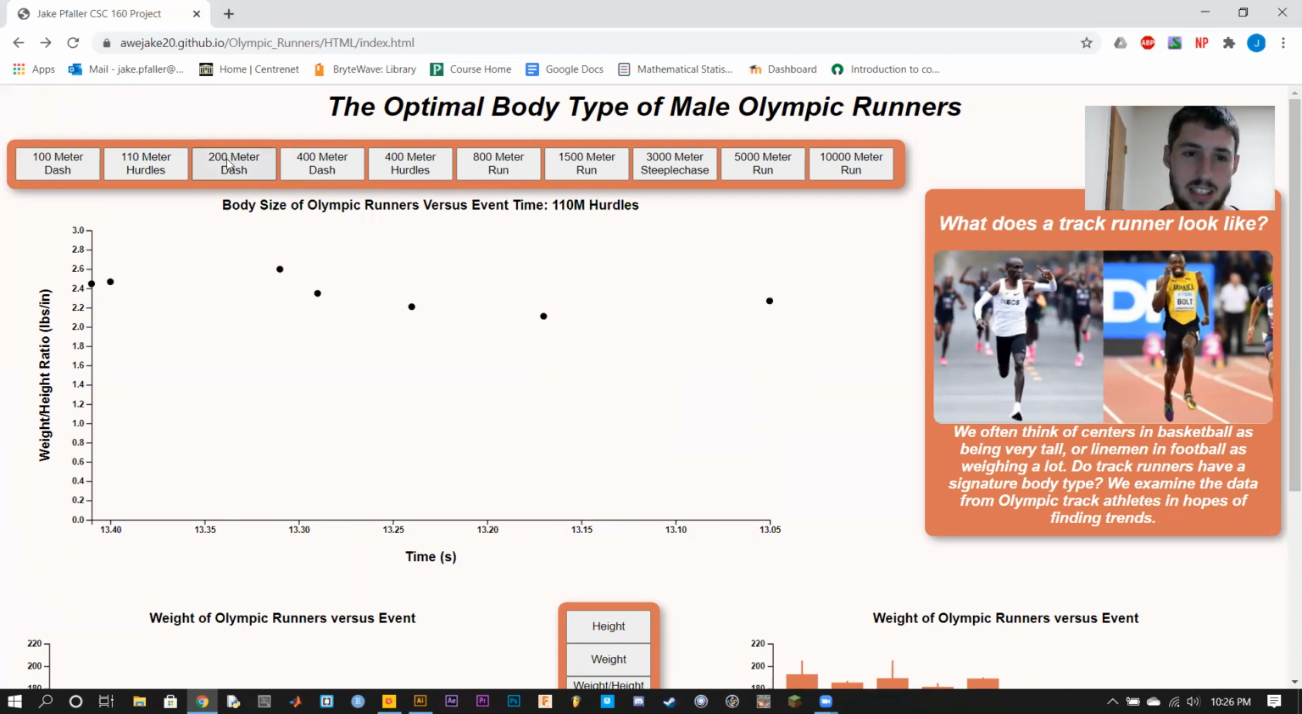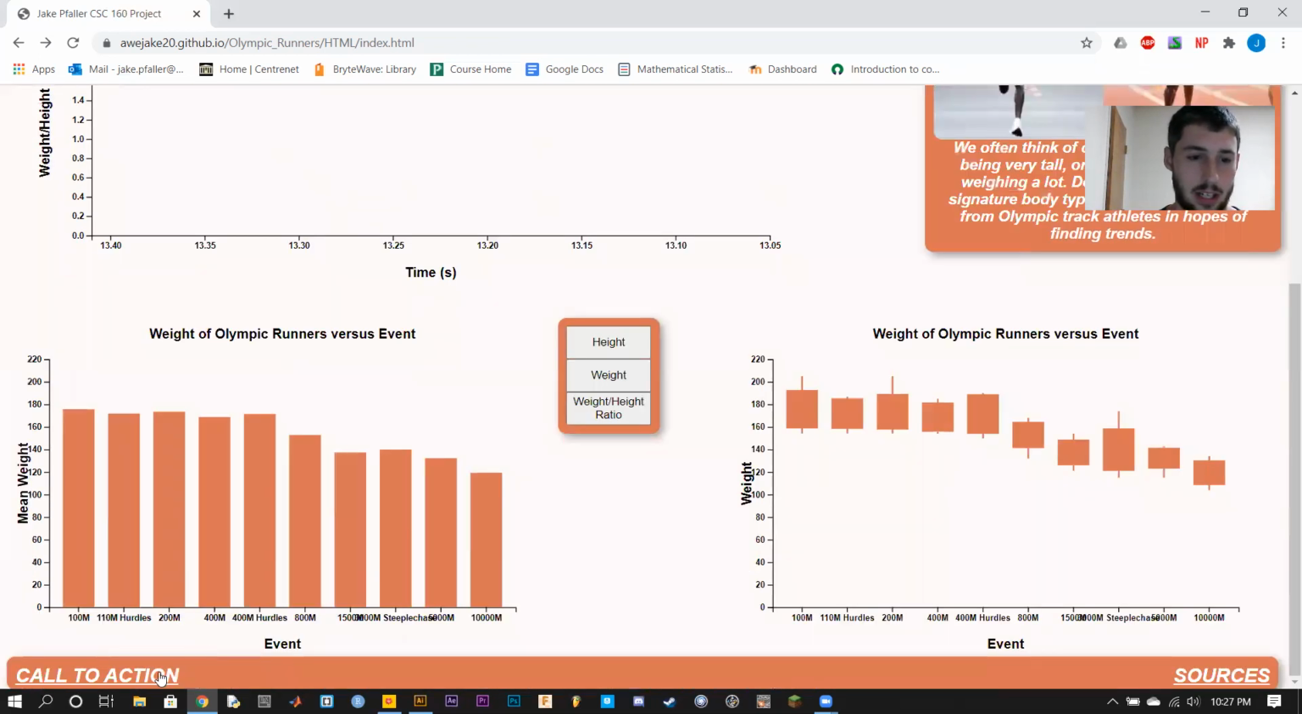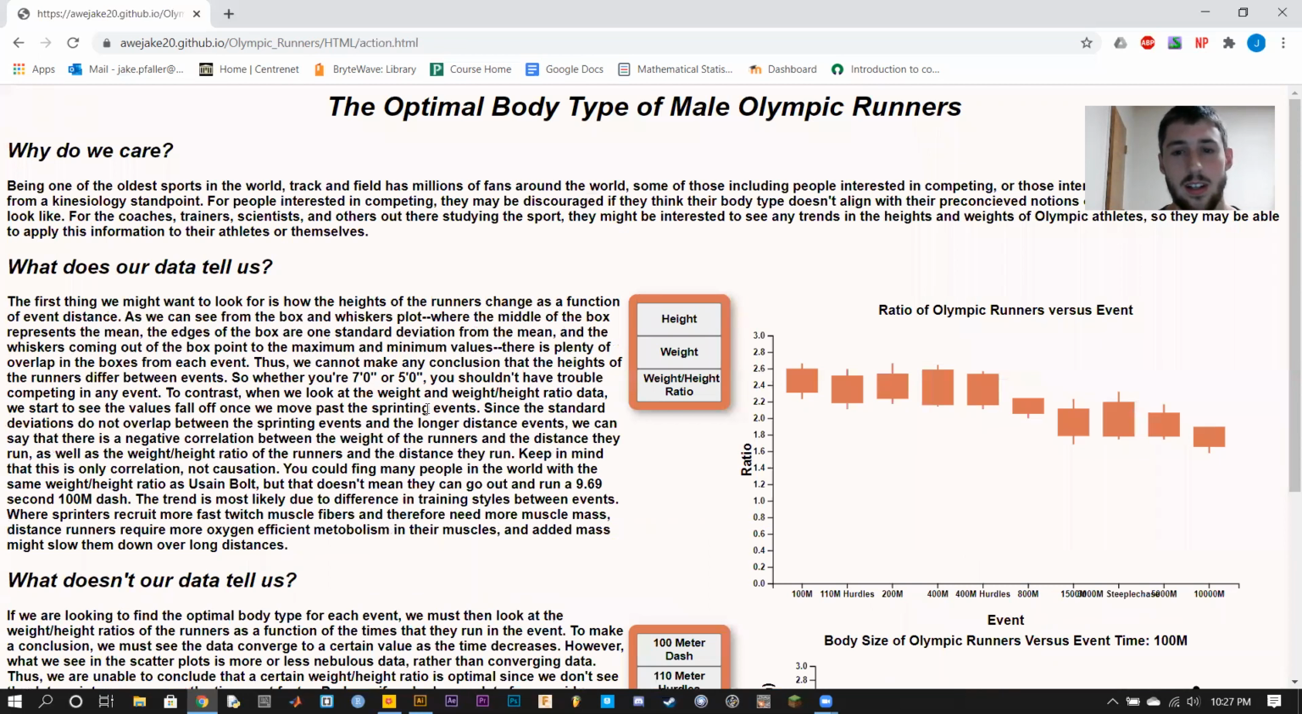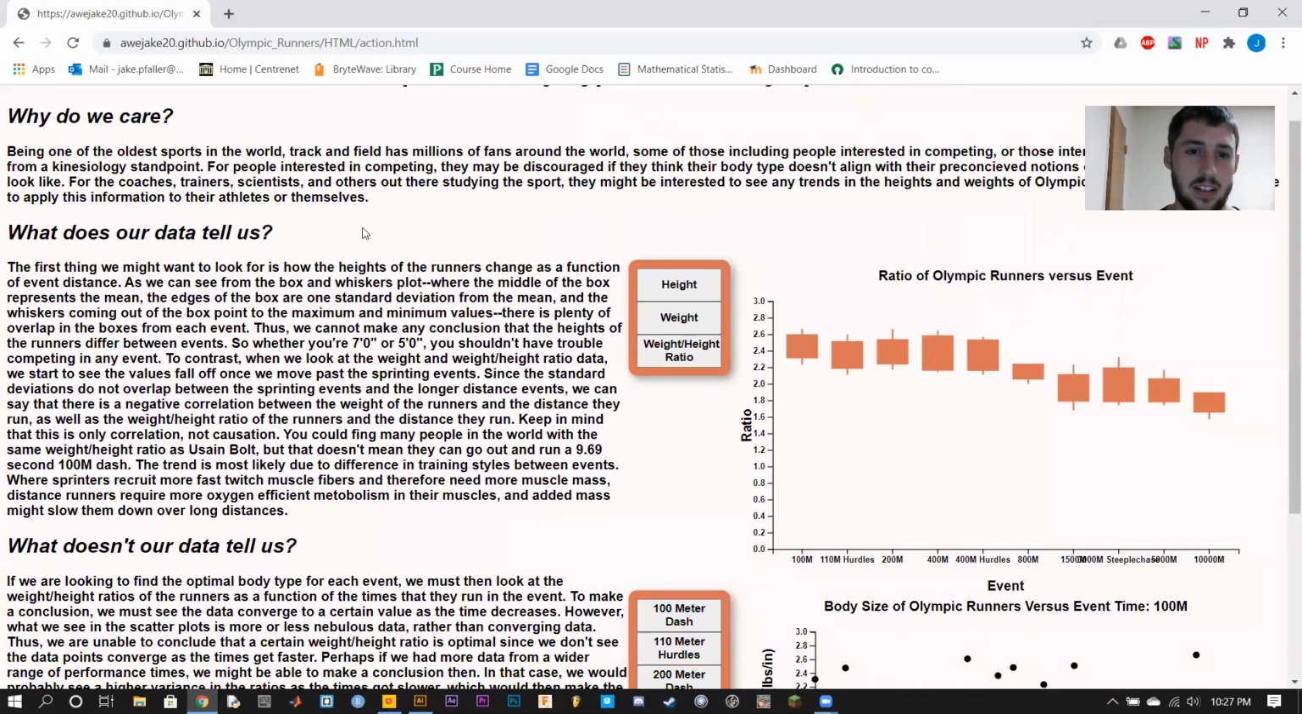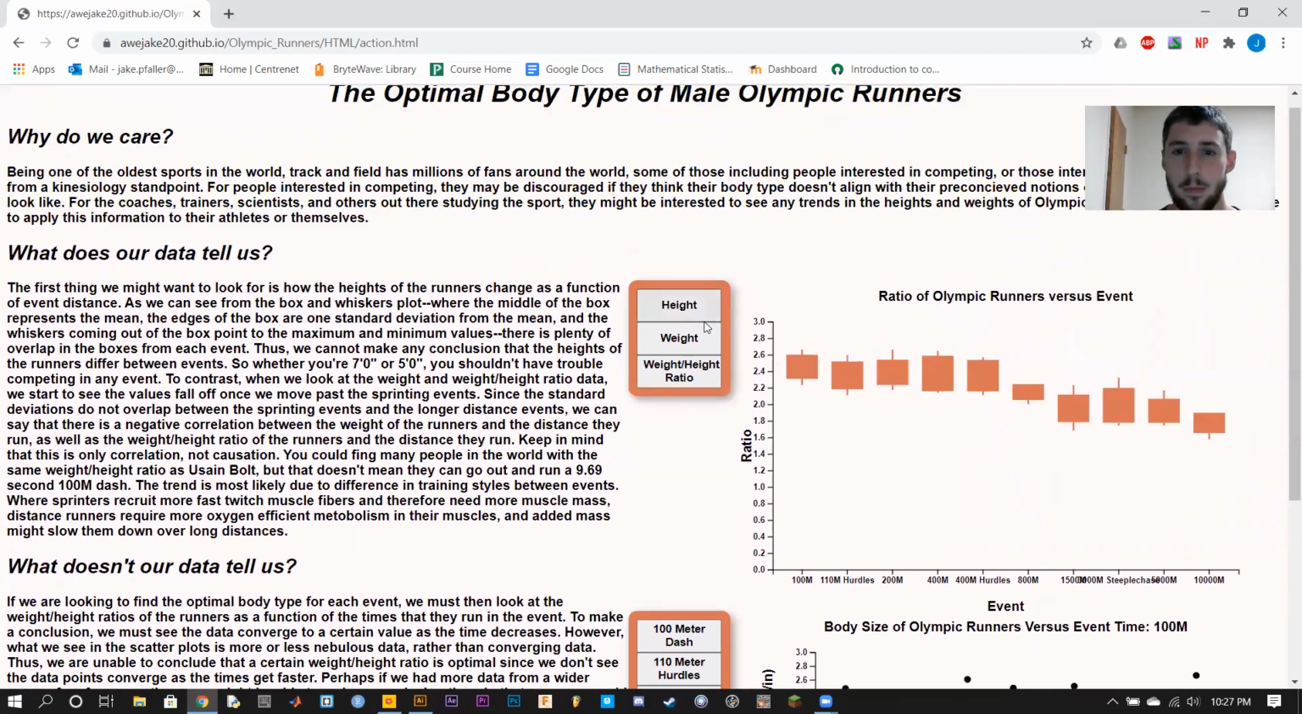However, in all these data sets, it's sort of nebulous between each one. We see a scattering throughout, and we don't see that scattering converge down to a point at any given event. And that leads into my call to action. So here, I basically said everything I already said back there.